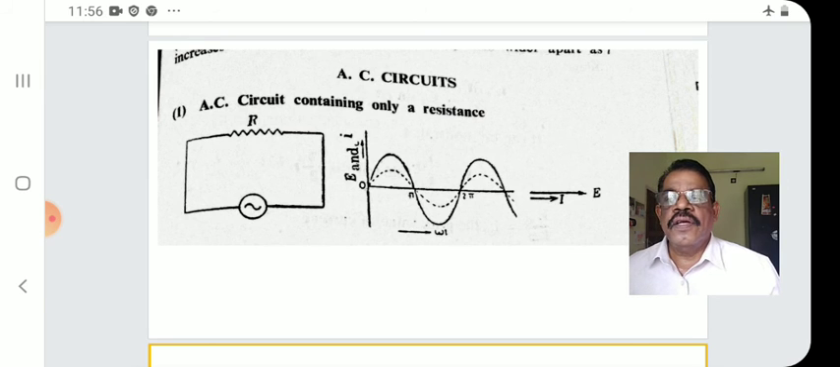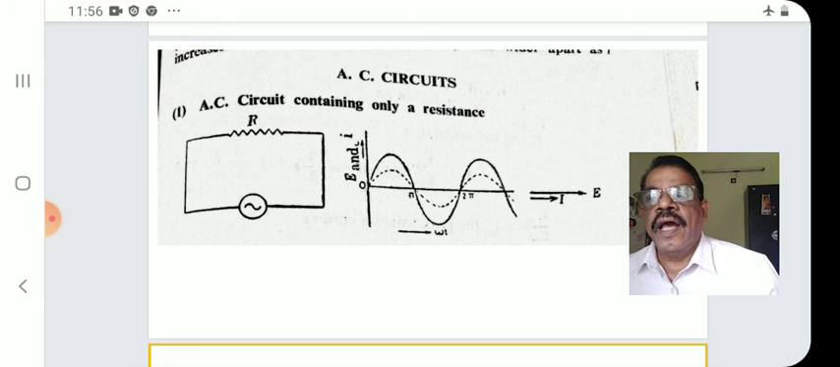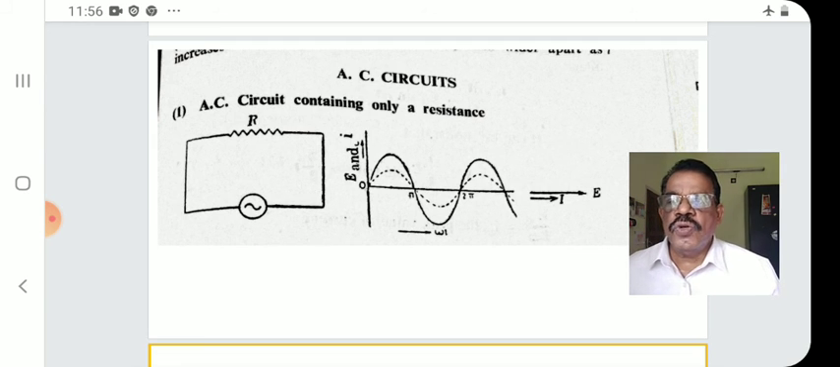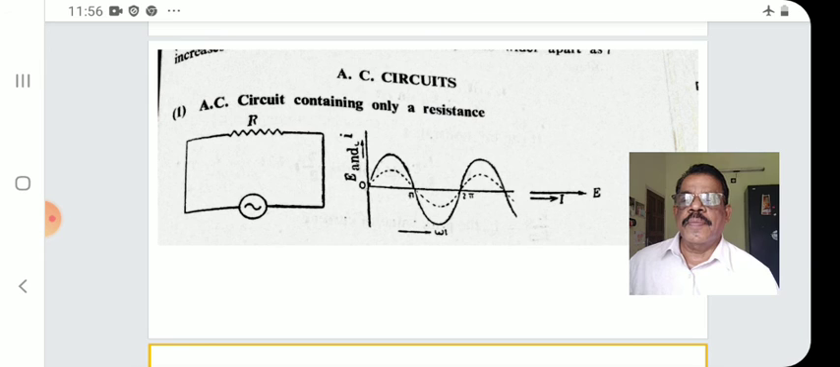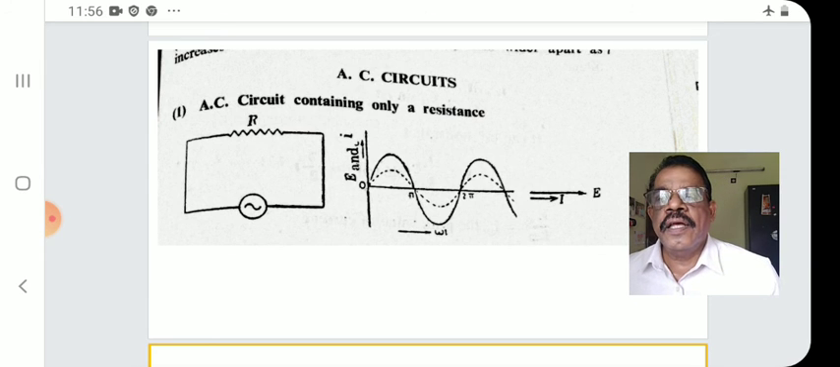In the graph, we take time on the x-axis and voltage or current on the y-axis. The full line, the continuous line, indicates EMF and the dotted line indicates current. Both are varying in the same manner. So we say they are in phase. Voltage and current are in phase.